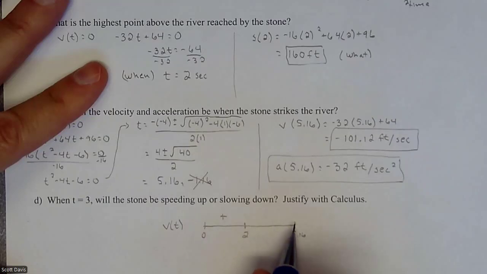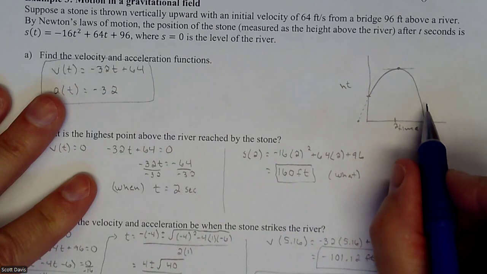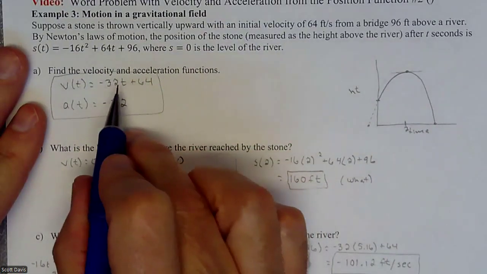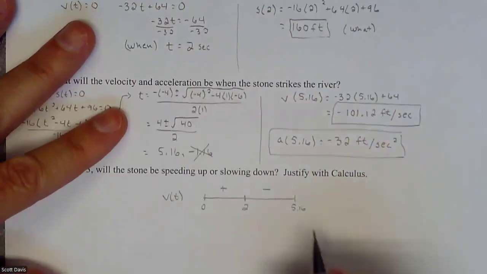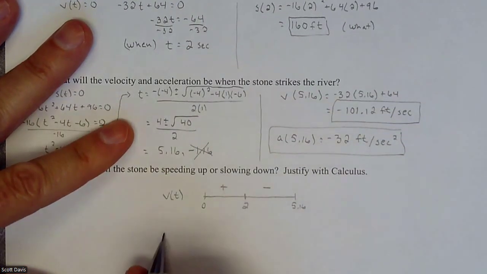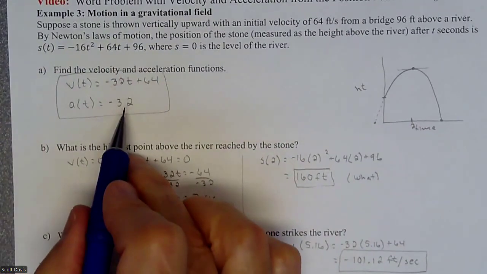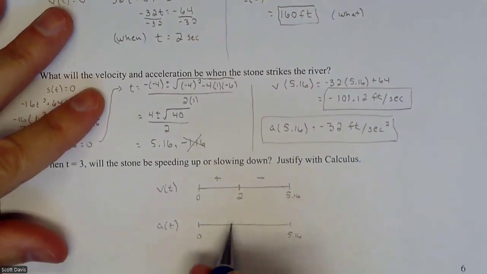And then from 2 seconds to 5 seconds, we should be coming down. We should have negative velocity. So if I plug in a 3 into this and add this together, I'm going to get a negative velocity, symbolizing this whole section is going to be a negative velocity. Then I'm going to compare that to acceleration. So acceleration from 0 to 5.16, acceleration is constantly negative. So everywhere on this, we have negative acceleration.